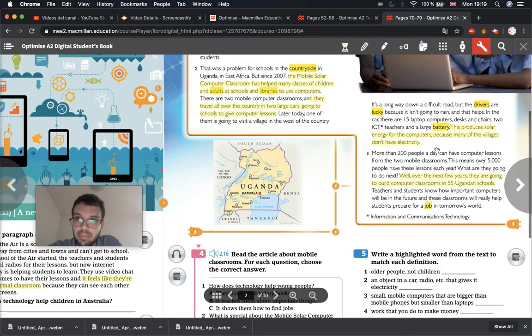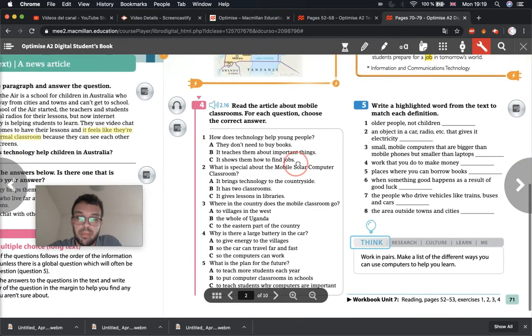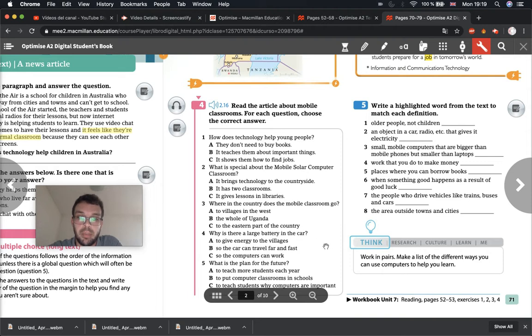Now, I've highlighted this. So it's a large battery. This produces solar energy for the computers because many of the villages don't have electricity. So because the villagers don't have electricity, they need the battery in the car to give power to the computers. So what's the answer? Why is there a large battery in the car? Good. Do you have the answer?